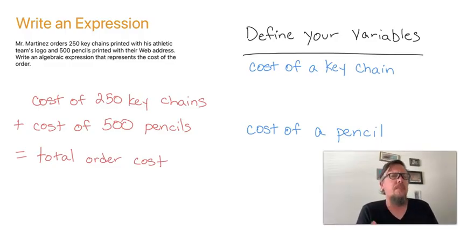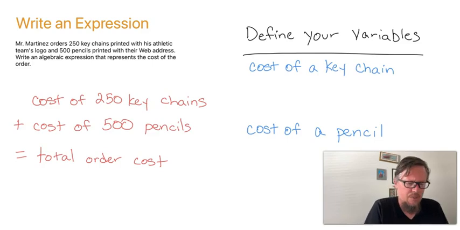of a pencil. By default, I think a lot of people use X and Y as their variables just because we're used to using X and Y when we graph. But there's no reason to use X and Y unless you're going to graph it. Let's use variables that make a little more sense in this problem. The cost of a keychain, instead of using X or Y, let's just use K for keychain. So let's make this variable K.